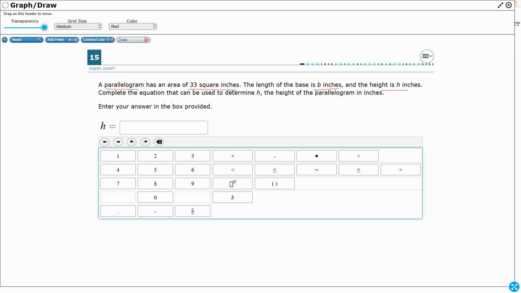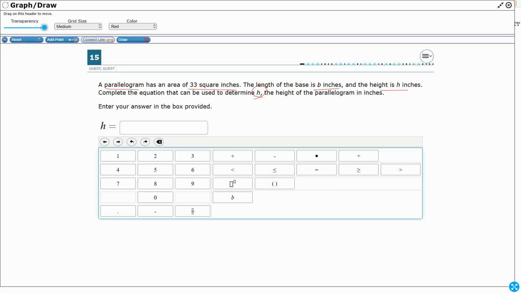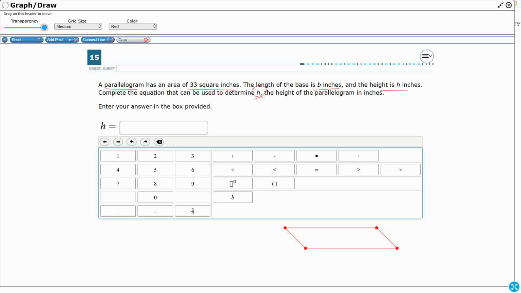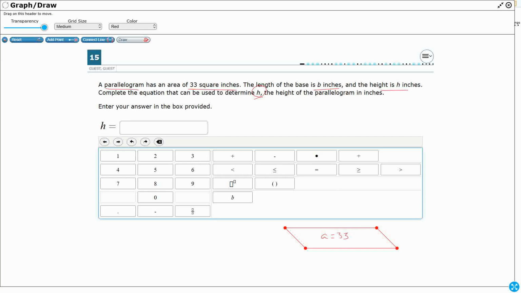We're looking for h. Okay, well, let me draw a parallelogram here, and I'll just draw us a standard parallelogram like this. Let's make it go down like this. And okay, so area is going to be A equals 33 square inches. So remember the area is the lines on the inside of this, the number of squares that you would have on the inside. Length is B. All right, that makes sense. And then the height is H.